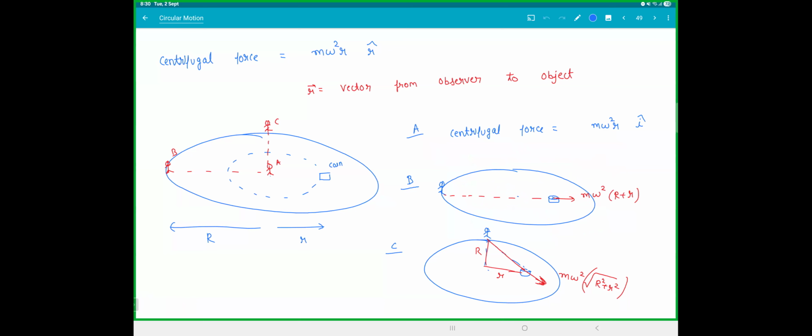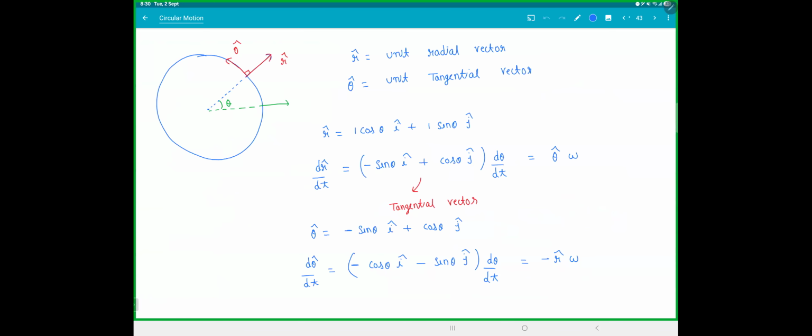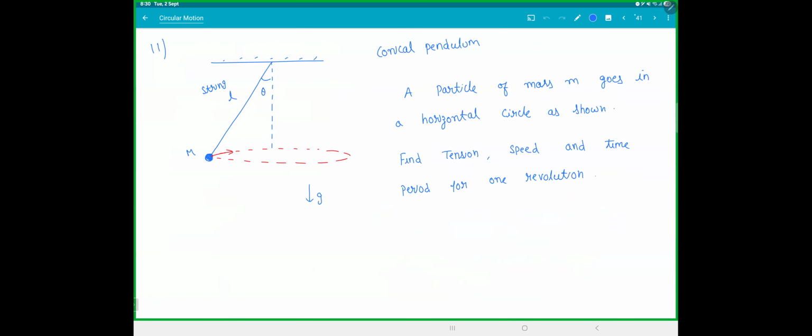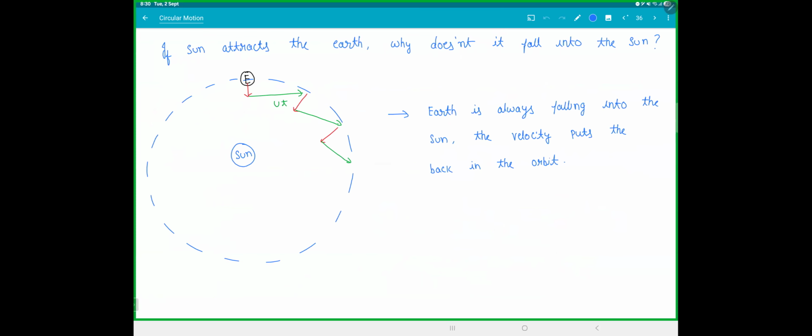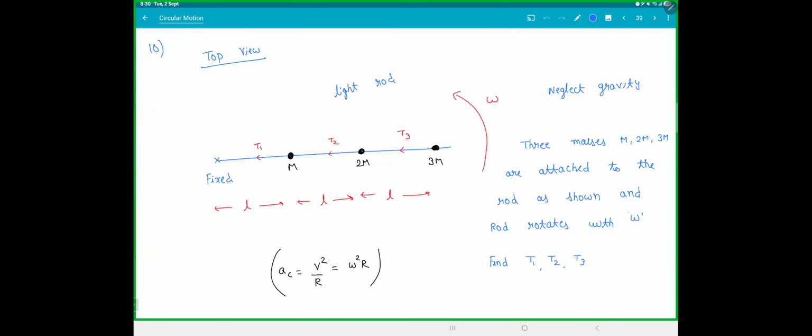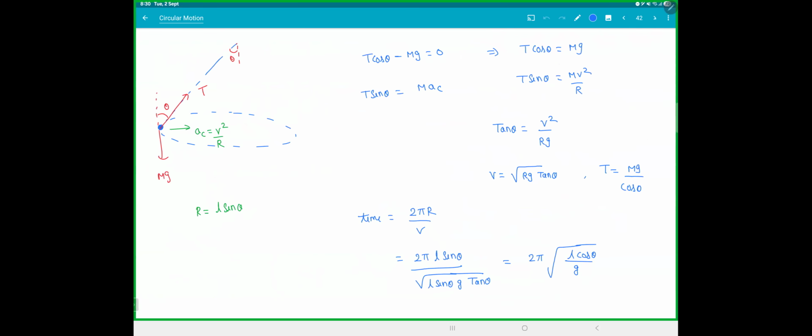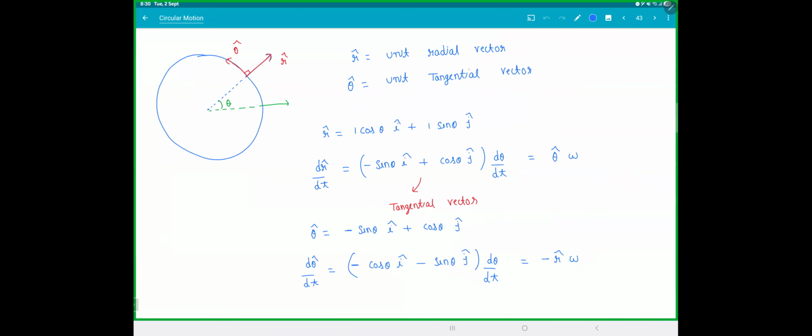Let's just brief up a bit what we did last time. There we talked about something called centripetal force and centripetal acceleration. Then we did this polar coordinates differentiation. Hope everyone has gone through this once.